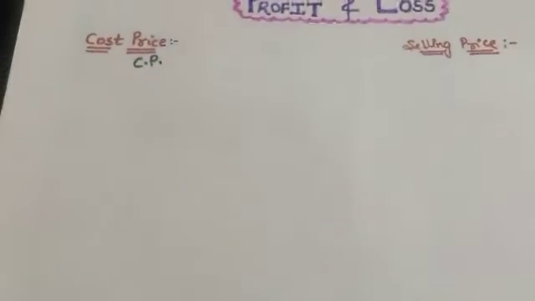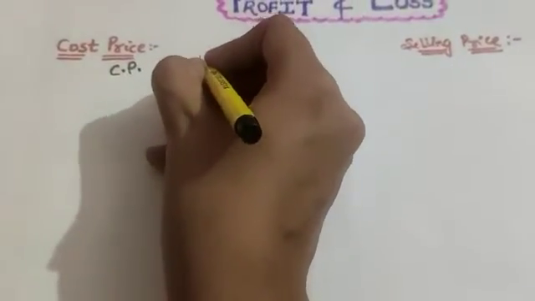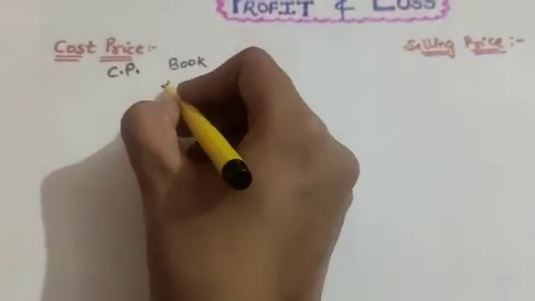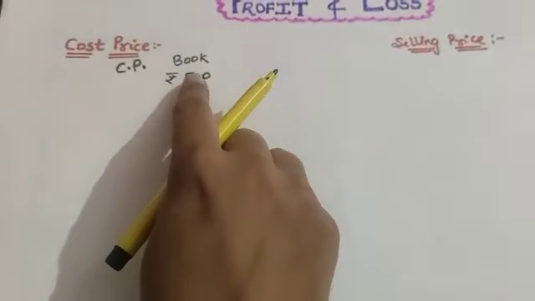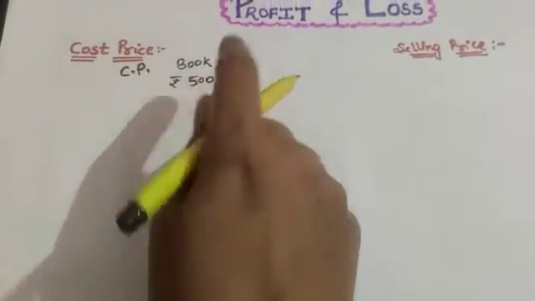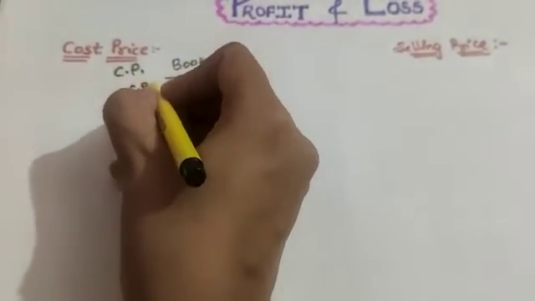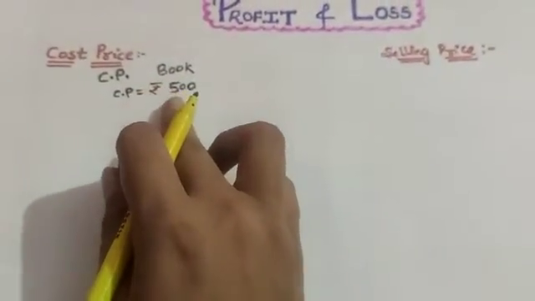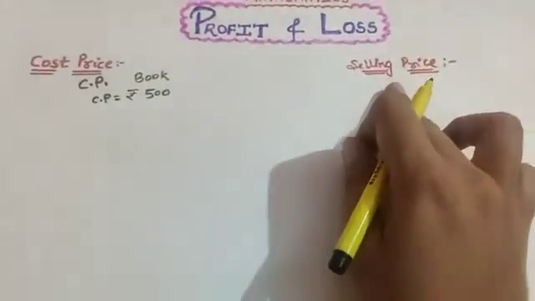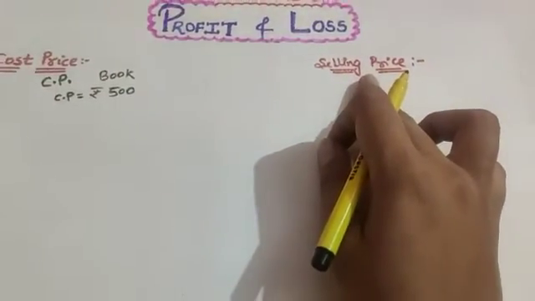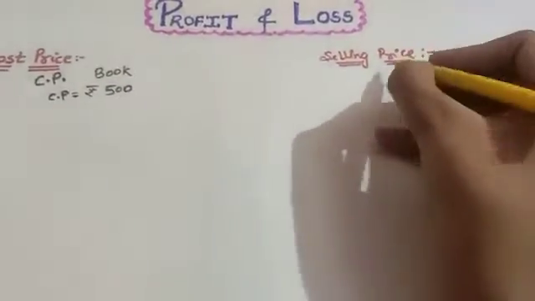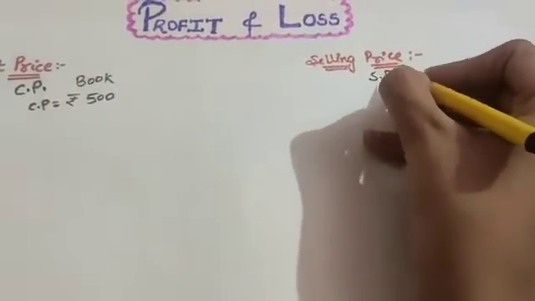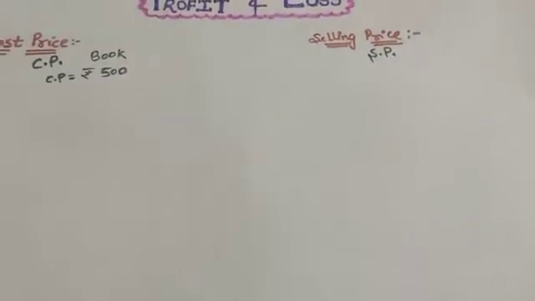For example, I bought a book for rupees 500. Since I bought a book for rupees 500, this will be my CP, that is cost price. Now come to the selling price. The price at which we sell something is known as the selling price, and it is represented by SP.